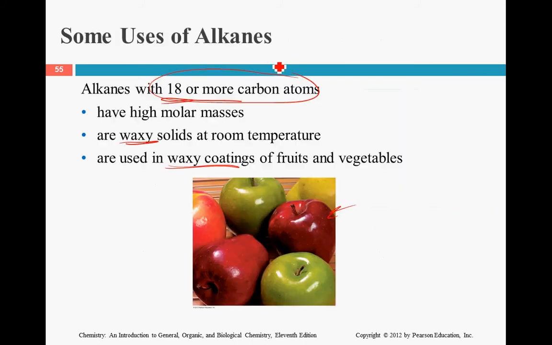Once again, the bottom line you want to know is the more carbons, the heavier, which also means the higher the melting point. The higher the temperature it needs in order to do that.